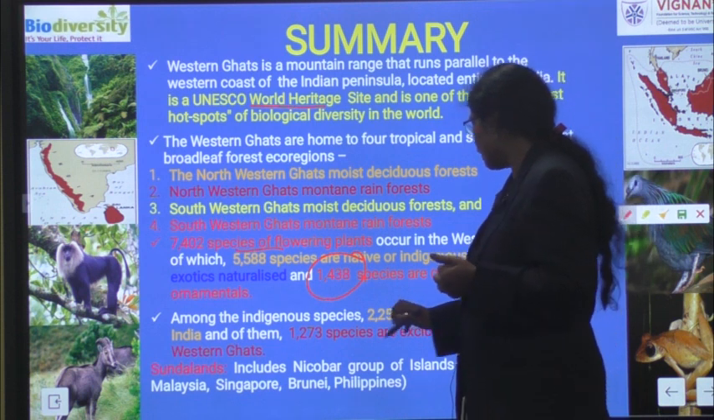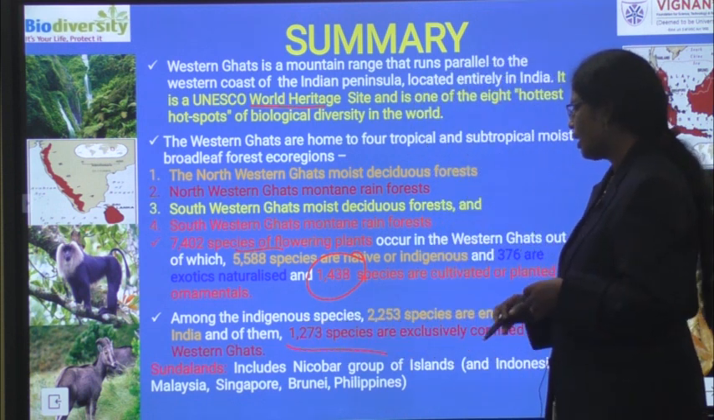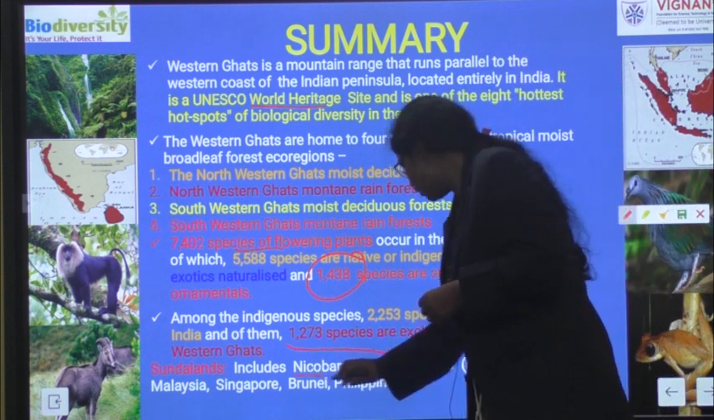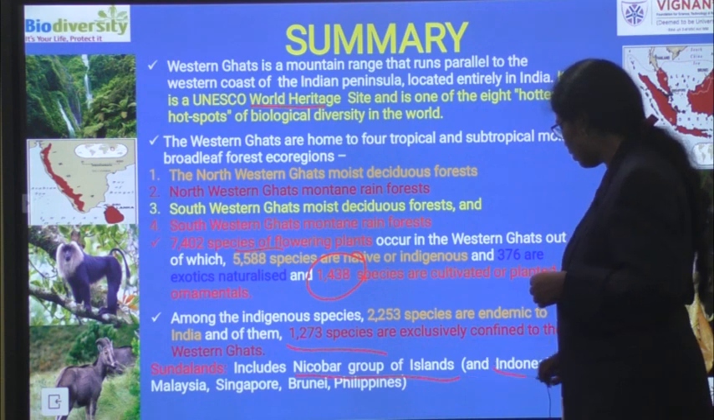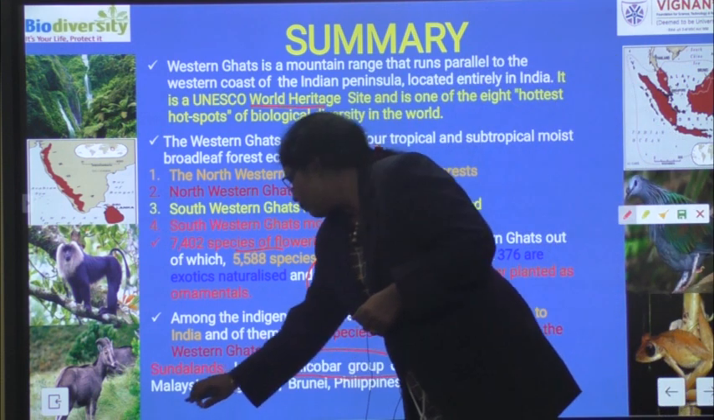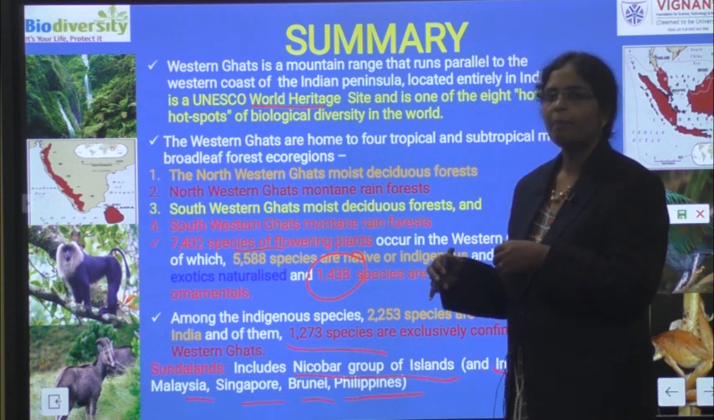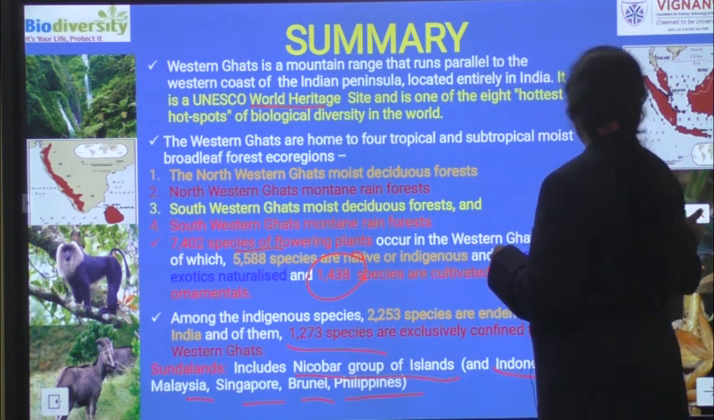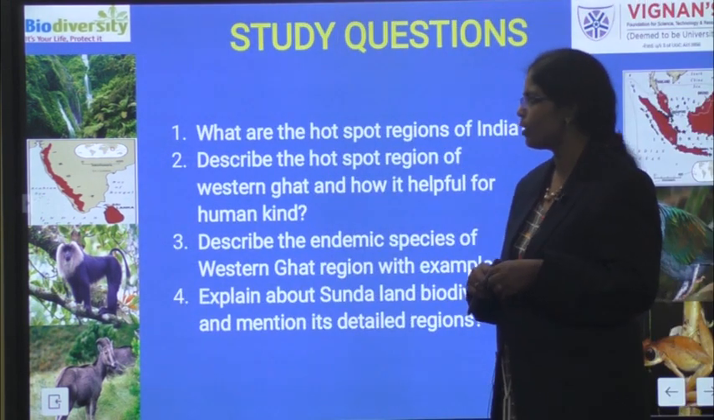And a variety of species are present in this Western Ghat region, and the Sundaland includes the Nicobar group of islands. Not only the Nicobar group of islands, the countries Indonesia, Malaysia, Singapore, Brunei and the Philippines come under this Sundaland biodiversity. So this is the summary profile of both regions, the Western Ghats as well as the Sundaland.